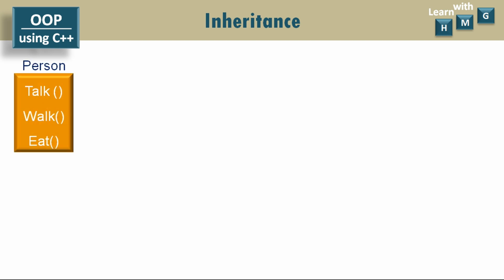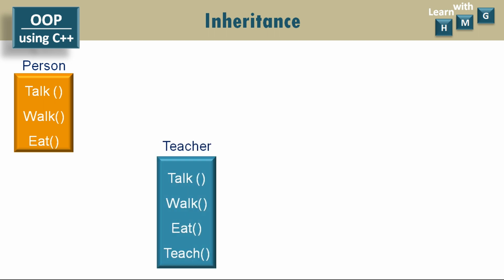Let us see one example. Suppose there is one class known as person, and this person has three properties: talk, walk, eat. It means the person can talk, the person can walk, the person can eat. So these are the three properties which are available with every type of person.